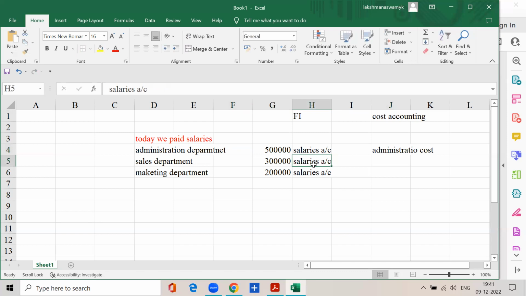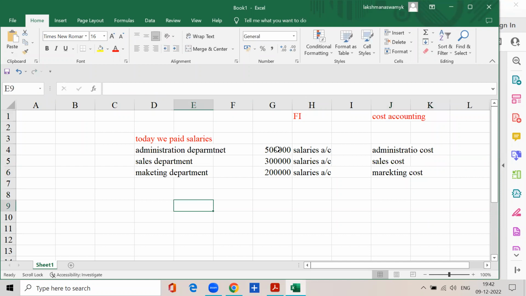Then the salaries which we pay to the sales department are taken as part of sales and distribution cost. Then the salaries paid to the marketing department people are taken as part of marketing. Like that, in finance and cost accounting, we always consider the purpose of expenditure. In FI, we always consider the nature of expenditure.